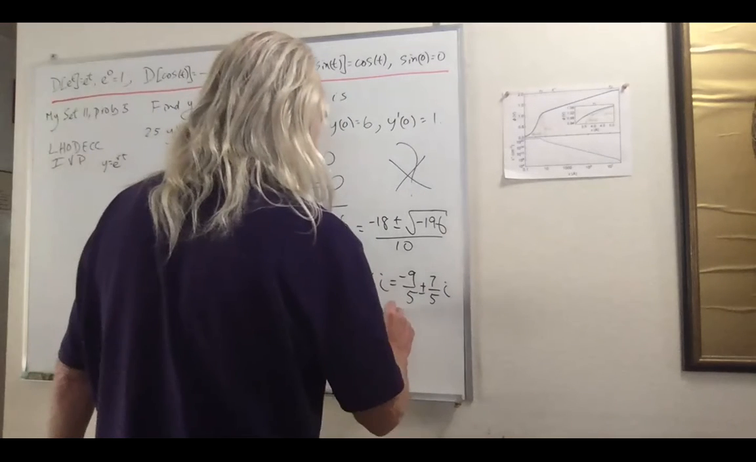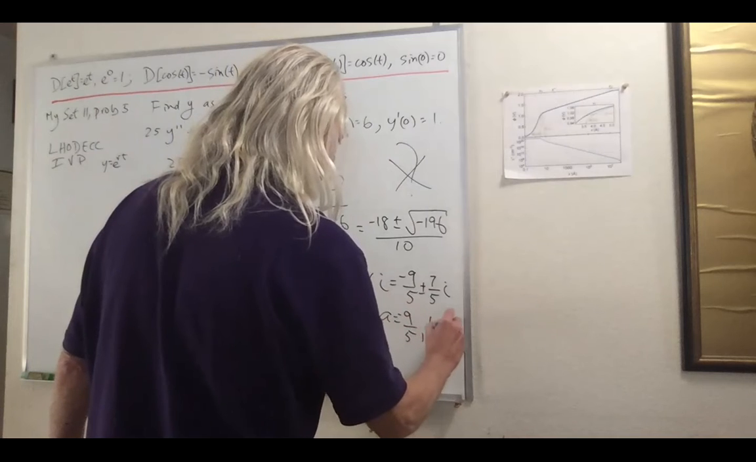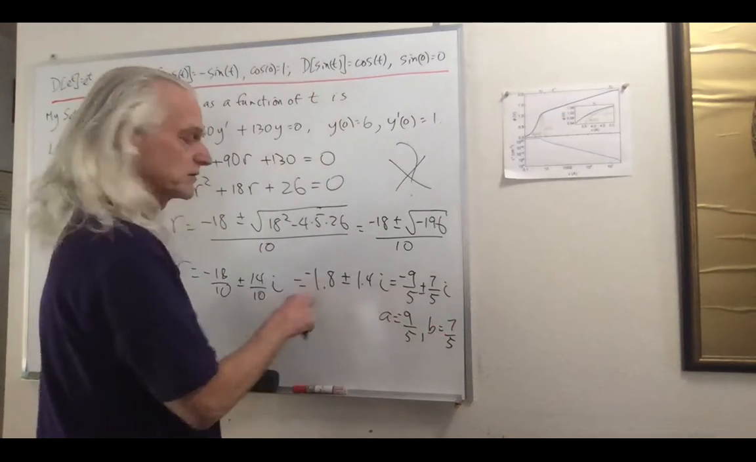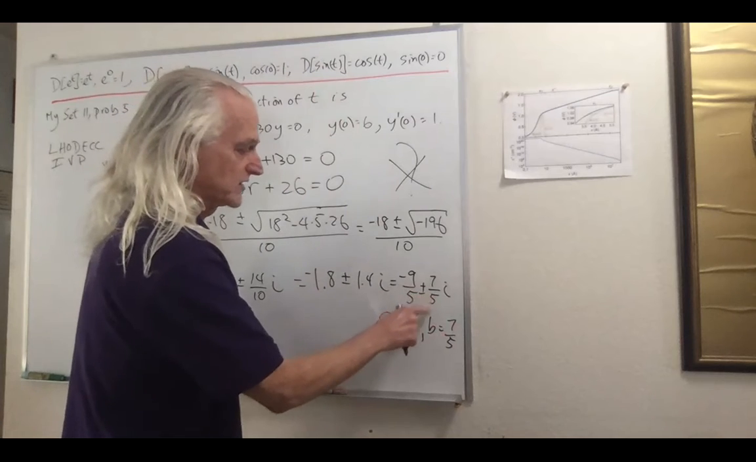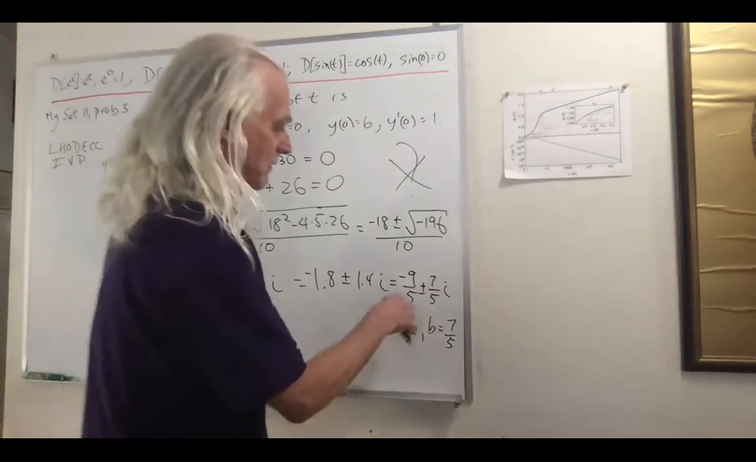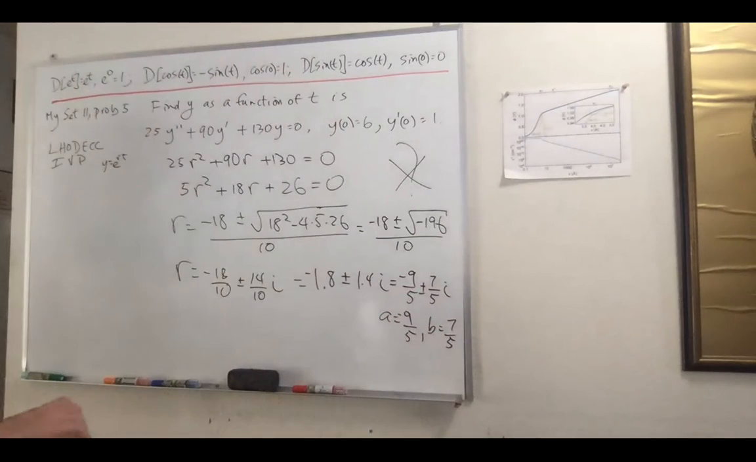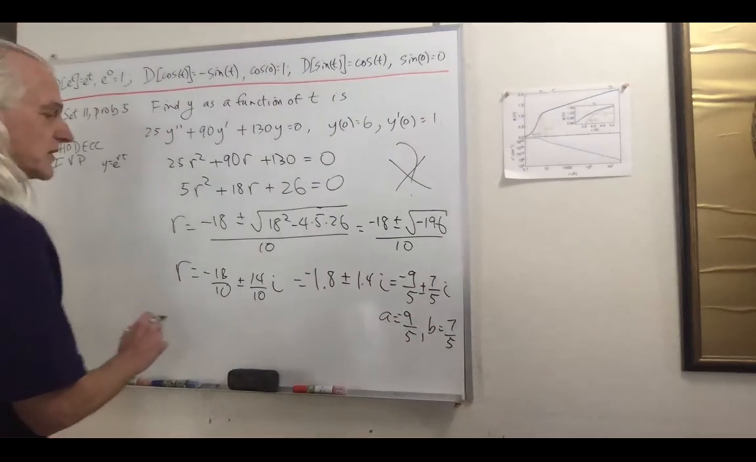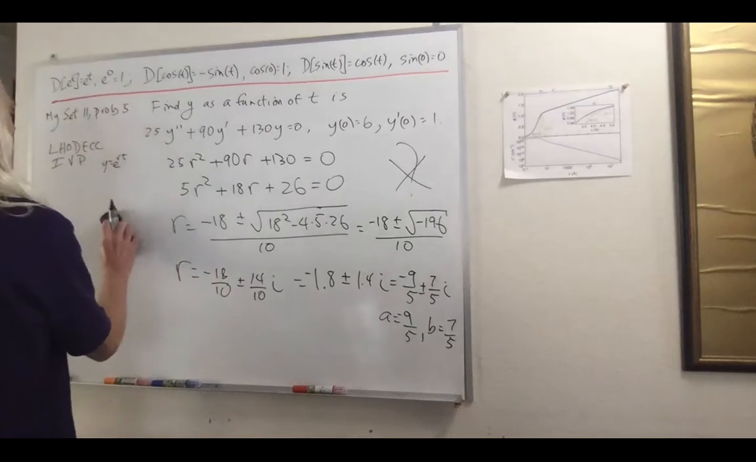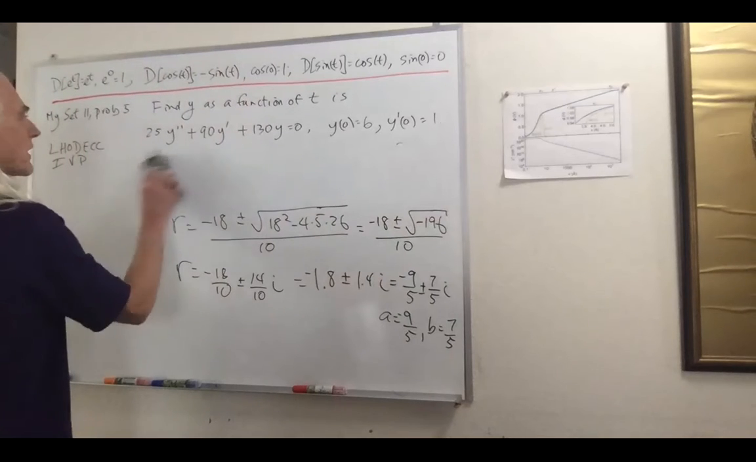So here in our formula, a is negative 9/5 and b is 7/5. The roots of the characteristic equation are a plus or minus ib. I like to write a plus or minus ib, but then I write a plus or minus bi if b is an actual number like 7/5. All right, so we're ready to write the general solution. The characteristic equation is no longer needed.